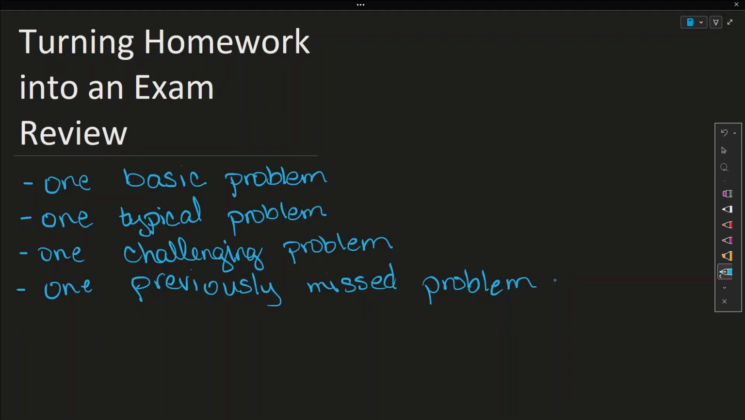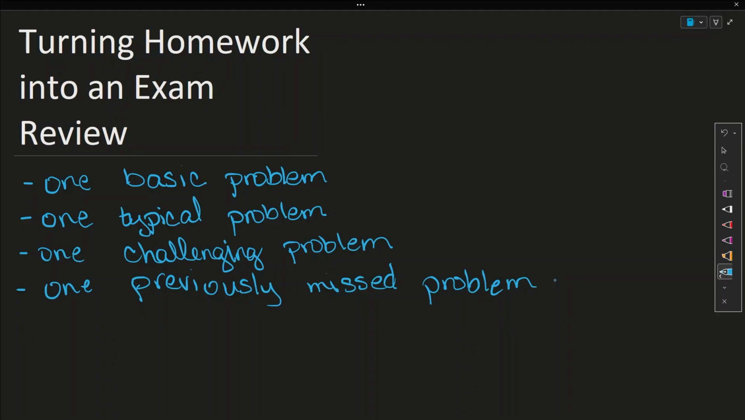For example, if the topic is solving equations, you might choose a one-step equation, an equation requiring distribution, an equation with variables on both sides, and a word problem that requires writing an equation. This gives you a more complete review than repeating several nearly identical problems.